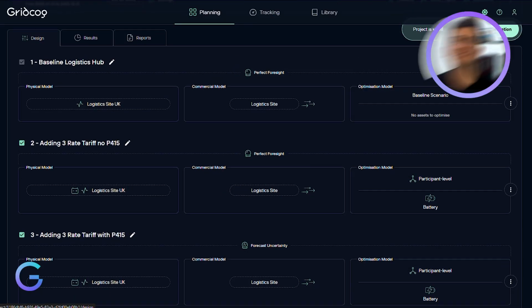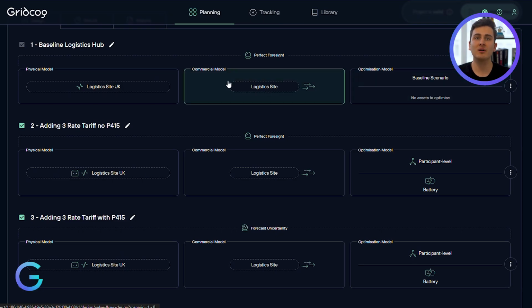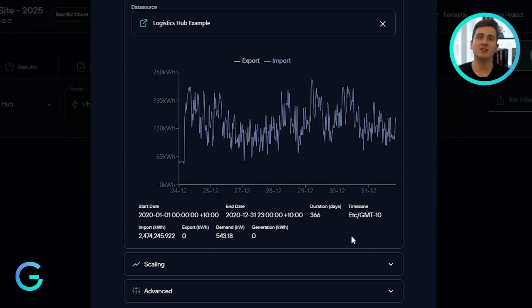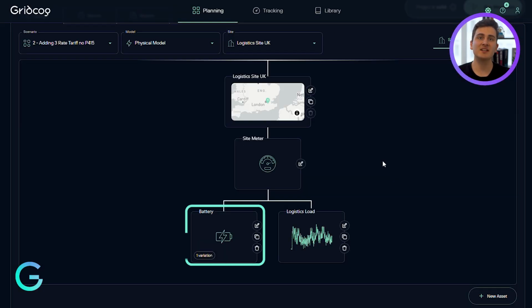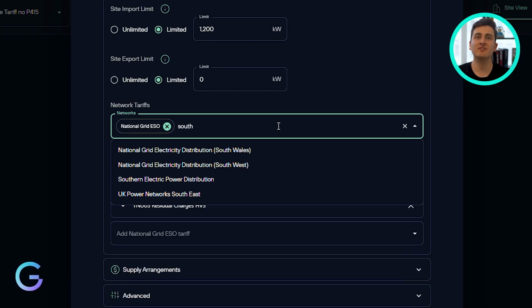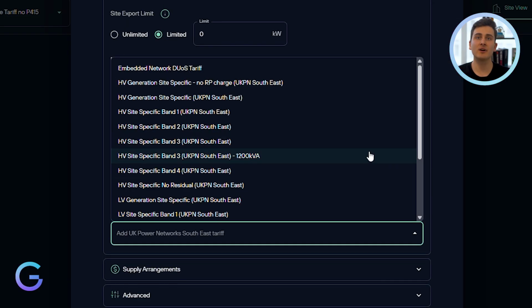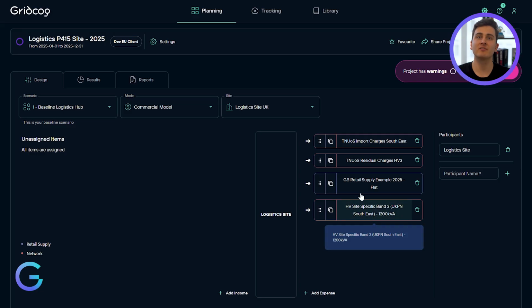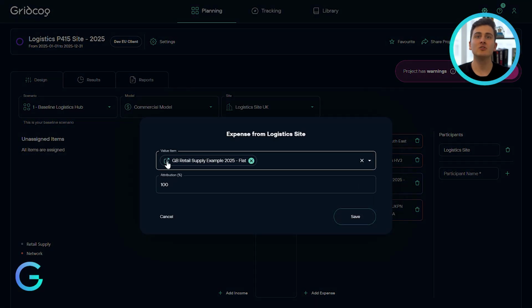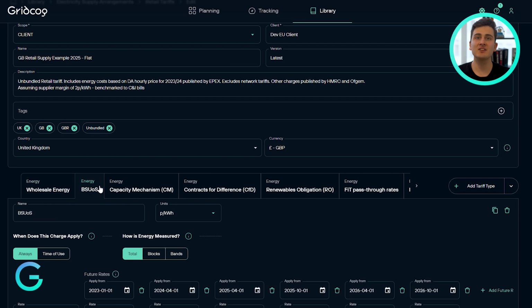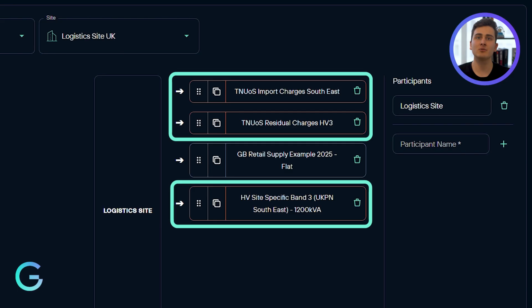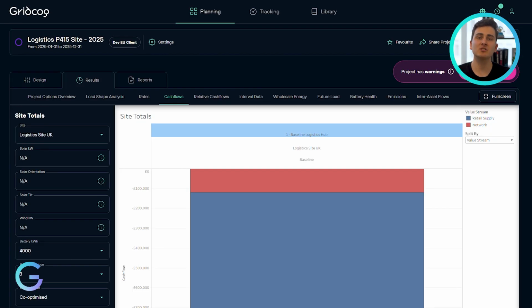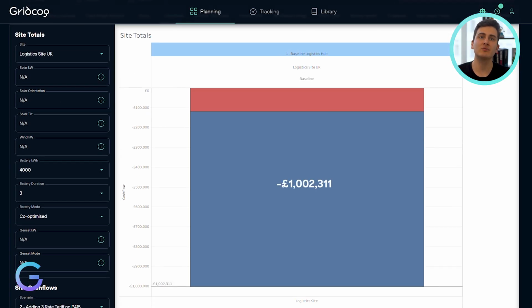For our analysis, we considered a 1.2 megawatt logistics site in the southeast of England with a typical round-the-clock inflexible load profile. We evaluated adding a 4 megawatt hour 3-hour duration BESS with the site connected at HV band 3. In our baseline scenario, we applied a benchmark retail tariff from our library and included non-commodity charges, a flat hedged wholesale commodity cost, and network tariffs for the site, including DUOS and CHNUOS. Under this setup, the annual energy cost for the site is approximately £1 million per annum.